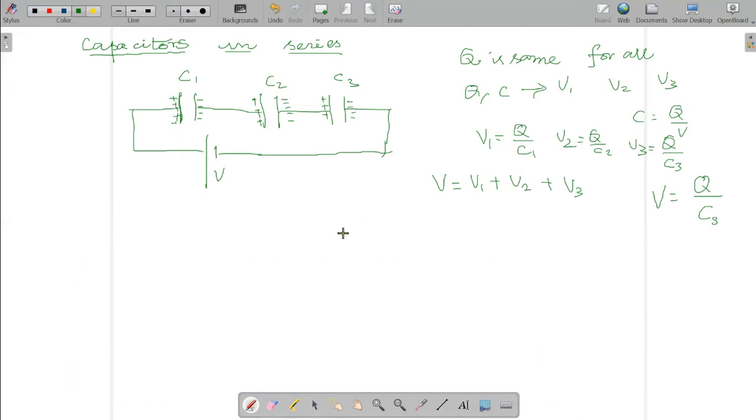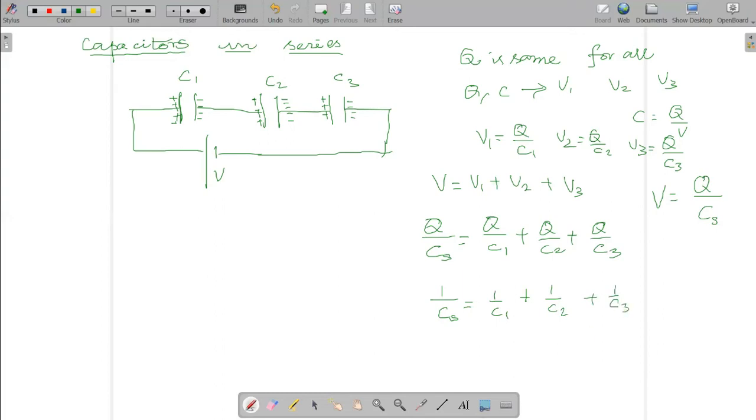So let us substitute these values. V is nothing but Q by CS. What is CS? CS is the effective capacitance when they are connected in series. V1 equals Q by C1. V2 equals Q by C2. V3 equals Q by C3. When you take Q common, you can cancel it. So 1 by CS is equal to 1 by C1 plus 1 by C2 plus 1 by C3.